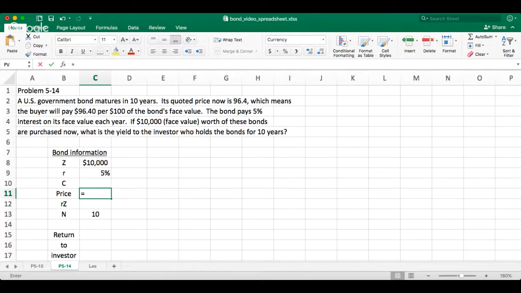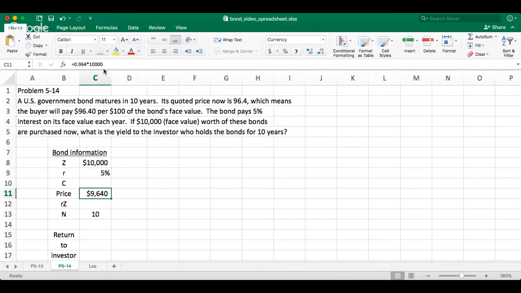So that's equal $96.40. It's per 100. And so we'll take that times 100 because there are $100 worth of bonds in $10,000, right? Or if you prefer to do it this way, it's 96.4 cents per dollar. So we could take 0.964 times $10,000. However you wish to figure it, that's the price of the bond.